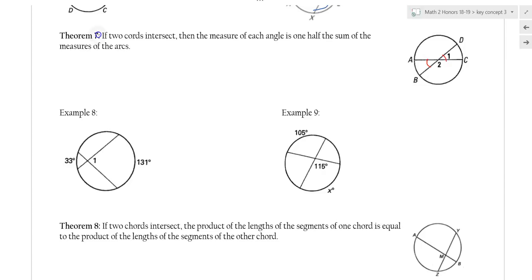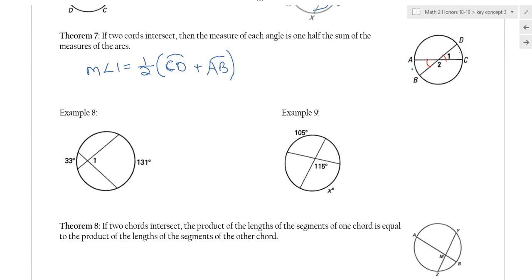So the measure of angle 1 equals 1/2 times, I don't know why I did CD first and not AB, but it doesn't matter. Addition is commutative. All right, so you're just adding these together and really dividing by 2. So you're taking the average of those arcs.